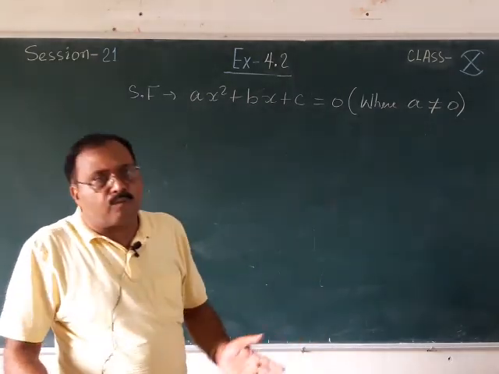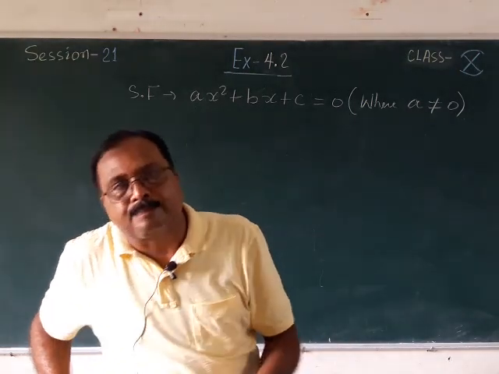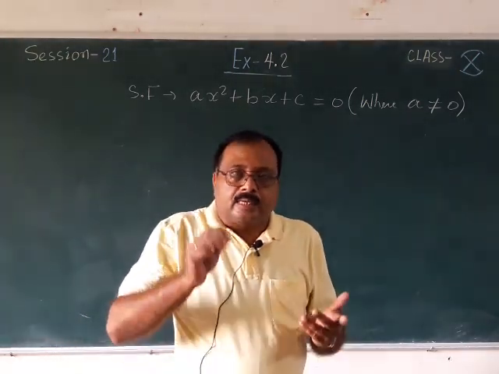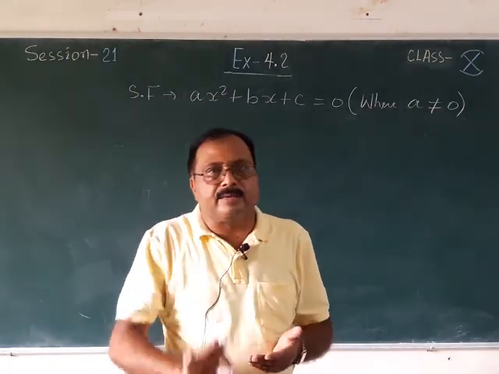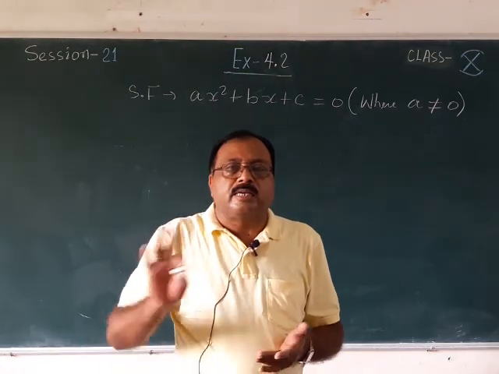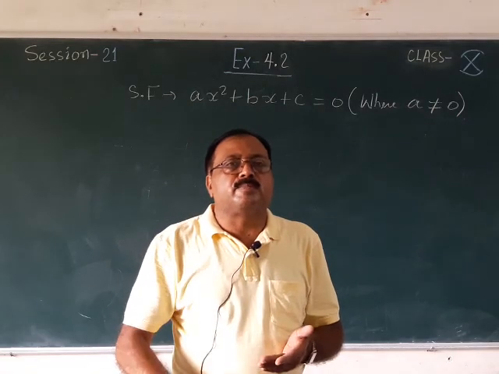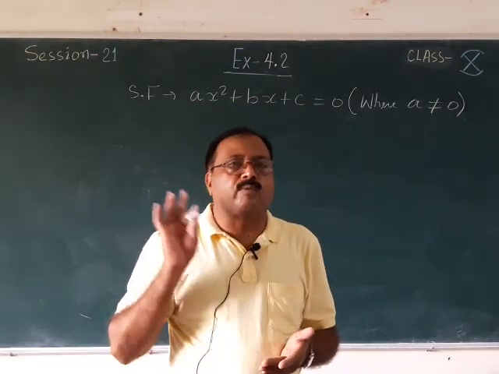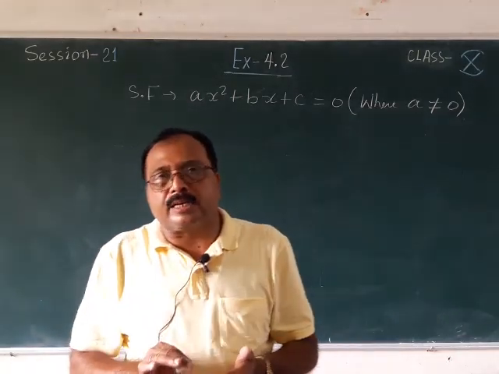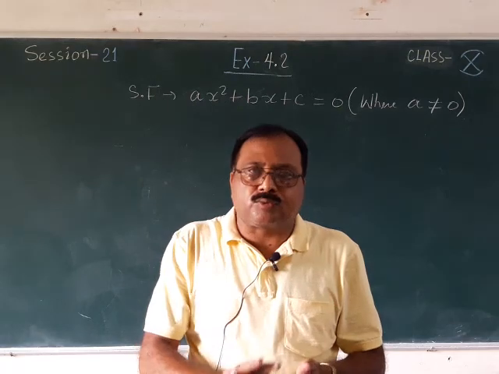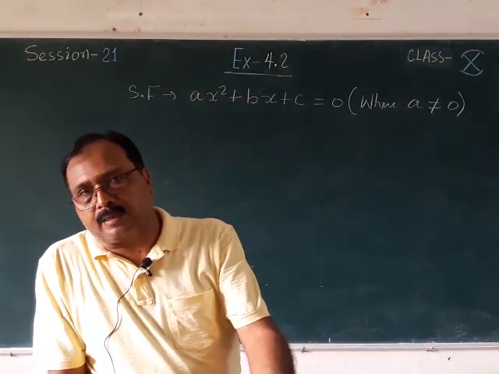If anything is written in the form a square plus 2ab plus b square, that is equal to a plus b whole square. That means you can get the factors by the formula itself. If you have something in the form a square minus 2ab plus b square, you can write it as a minus b whole square. Then the third formula: if you get something in the form a square minus b square, you can write its factors as a plus b into a minus b.